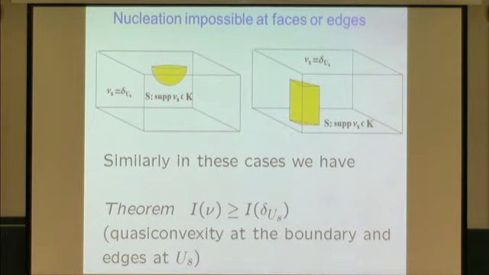Similarly for edges and faces. If you take the intersection of a ball centered at a point on a face, and do exactly the same thing, or the intersection of a ball centered at a point on an edge, then in both of those cases you can only increase the energy by introducing the austenite, even though the austenite has lower energy than the martensite. And it is geometry that is preventing this from happening.